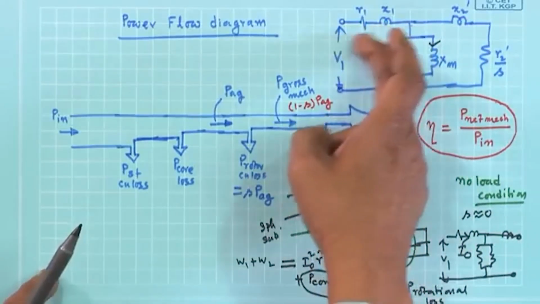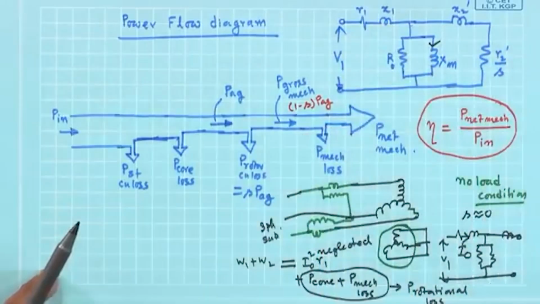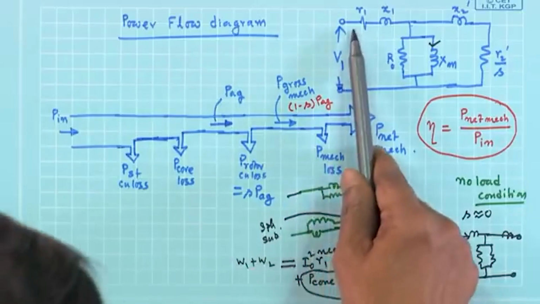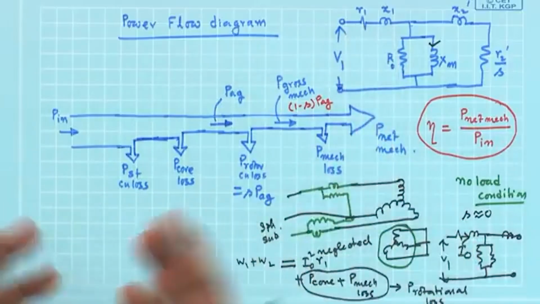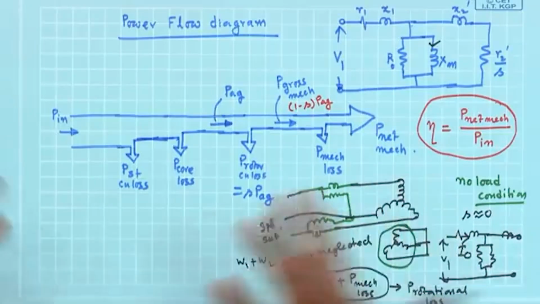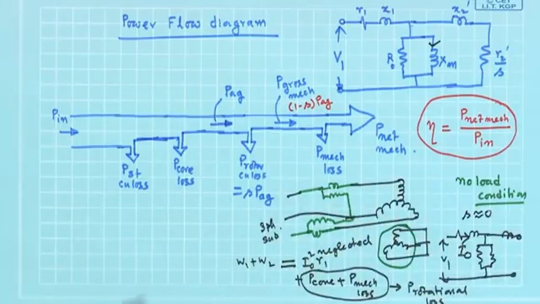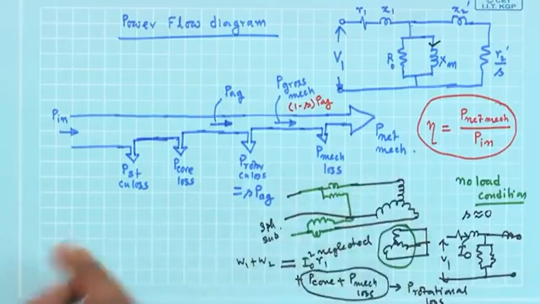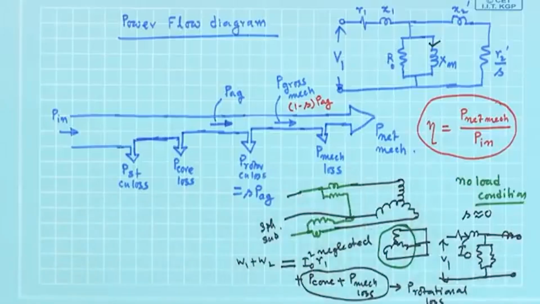This current will increase because you are taking mechanical power output of the machine. So, this drop will increase, but not by a very large amount, because R1 X1 is also small. So, people say that from no load to full load condition, the level of flux also practically remains the same.